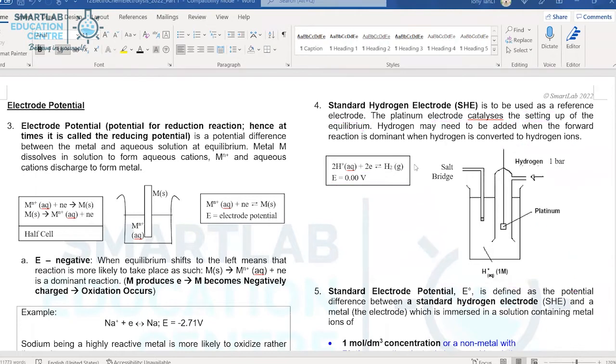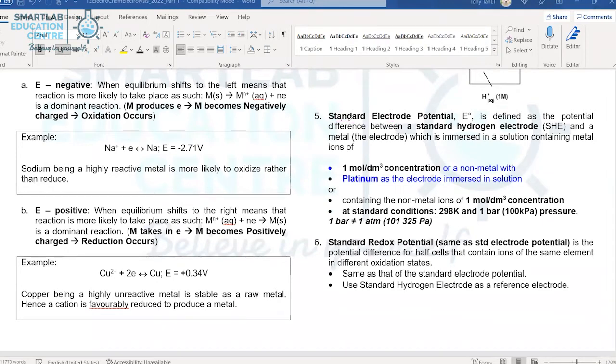With the understanding of the standard hydrogen electrode as a reference electrode, you can now look at the definition of standard electrode potential. The standard electrode potential that you've seen in the data booklet is defined as the potential difference between a standard hydrogen electrode, which serves as half of the cell, with the other half being a metal immersed in a solution containing metal ions. For example, we can look at this half equation, where in this case, the electrode will be copper and the ions will be Cu2+. The concentration of the Cu2+ will be 1 mol per dm³ at the standard conditions of 298 Kelvin, 1 bar.